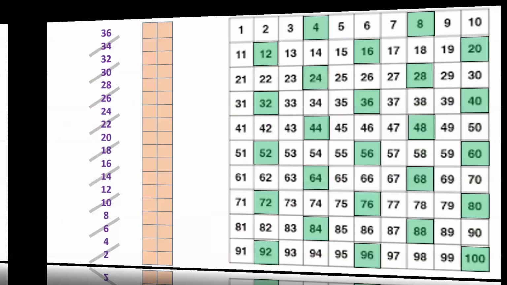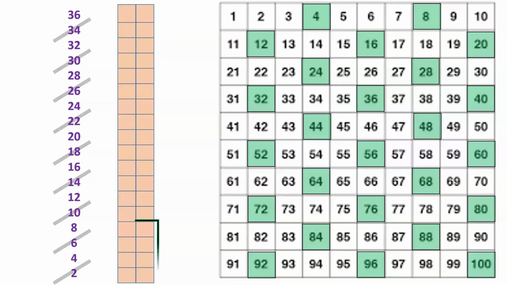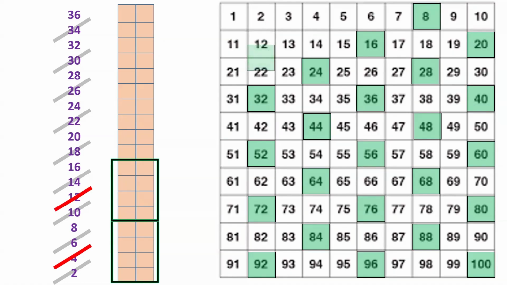And of course, now that we have the 4 times, instead of forming groups of 4, we can form groups of 8. So we don't need the 4, and we can remove that from the 100 chart. And we could form another group of 8, so we don't need 12 anymore, and we're removing it from the 100 chart as well.